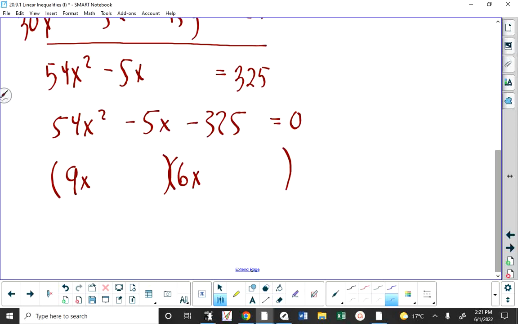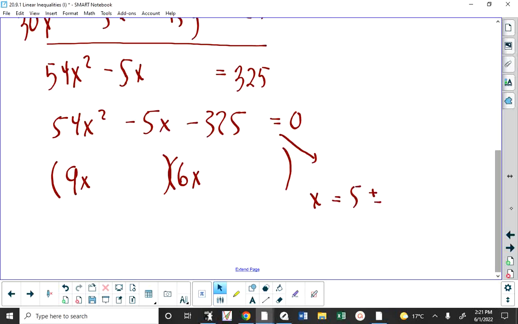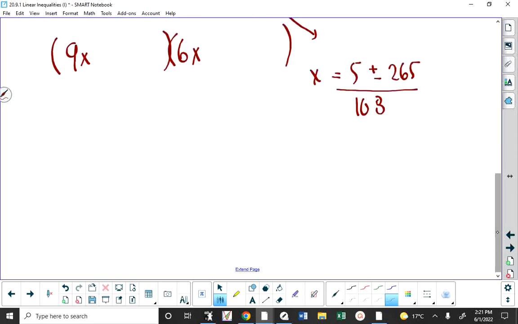Okay, so what is x equal to? X equals negative b. I'm looking from here. So 5 plus or minus the square root of b squared minus 4ac is 265, all over 2a, which is 108. Holy smokes.